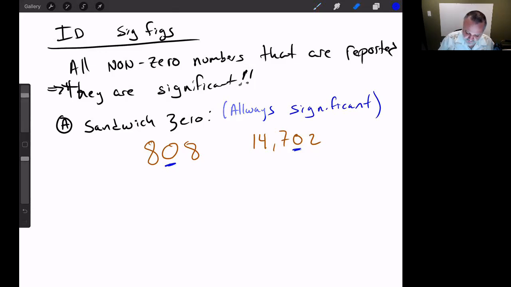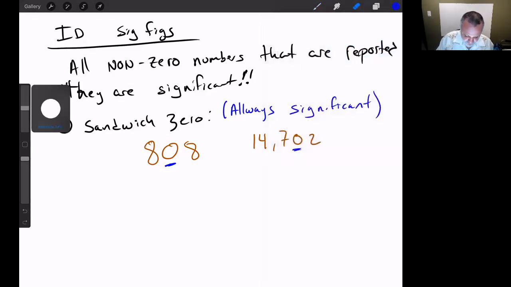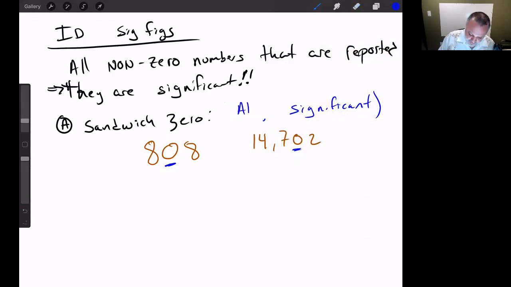And I realize I spelled this wrong. Like I told you before, I'm definitely going to be embarrassing myself on the internet by spelling things wrong. That's my shtick. Always significant for the sandwich zero. Sorry about the pause there. So anytime you see a zero that appears between non-zero numbers, it's significant.